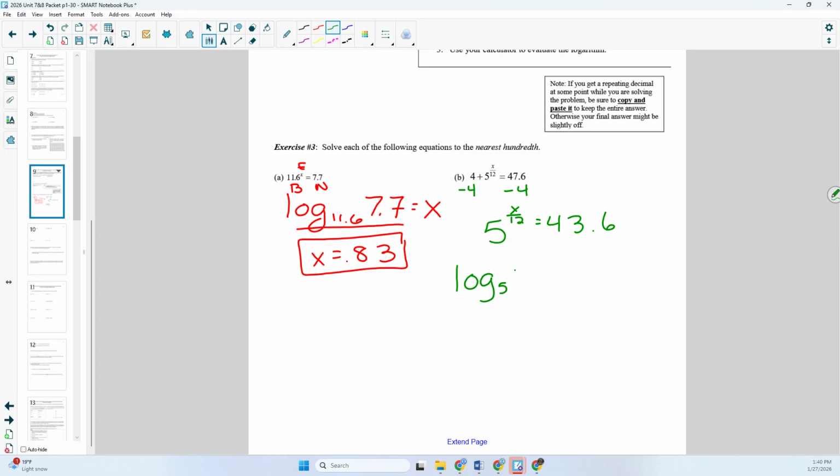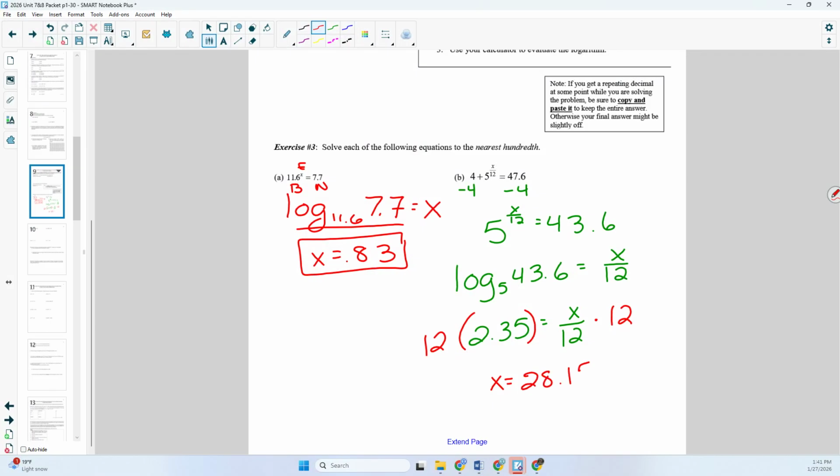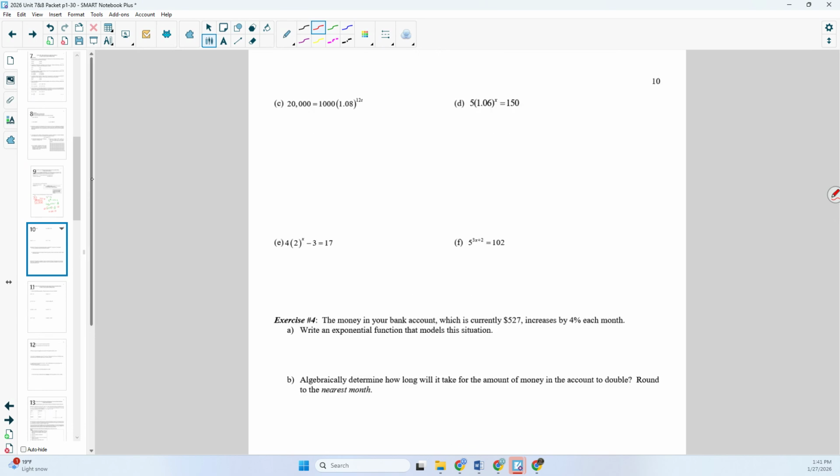So the base is 5, the number of the equation is equal to this 43.6, and this is x over 12. If I type this in my calculator, I get approximately 2.35. I will keep that number in my calculator. And then to finish solving this, I will take that whole decimal, not just the 2.35, and multiply by 12. And to the nearest hundredth, that gives me 28.15.